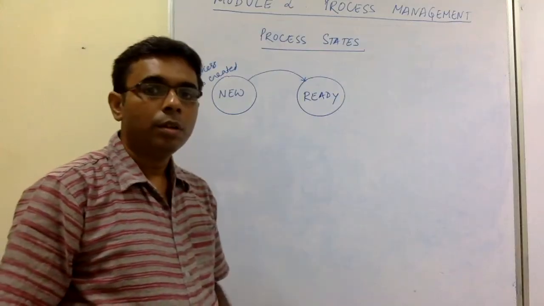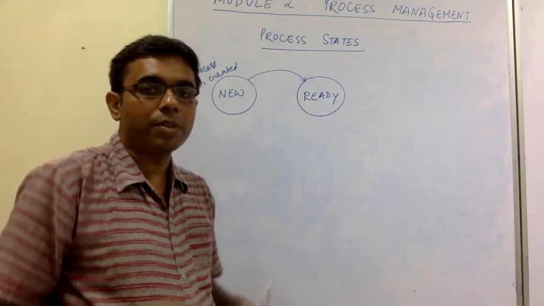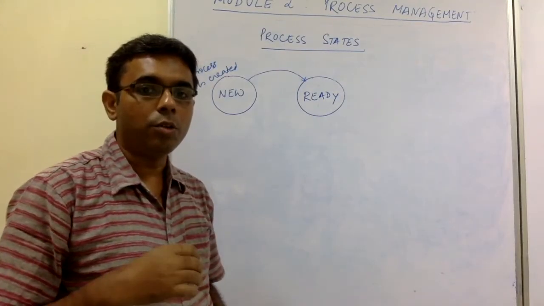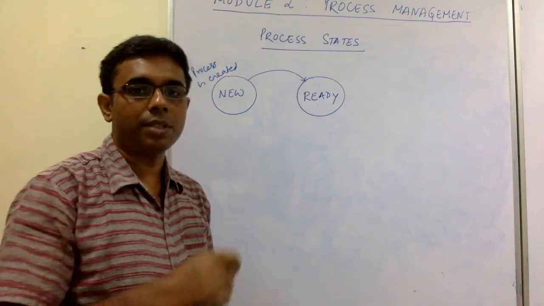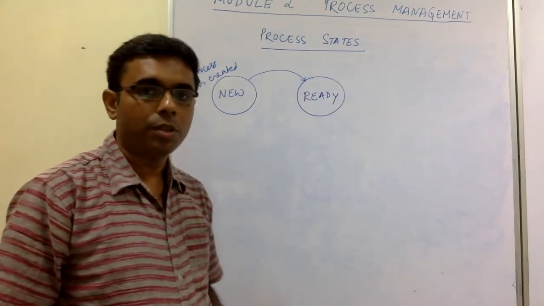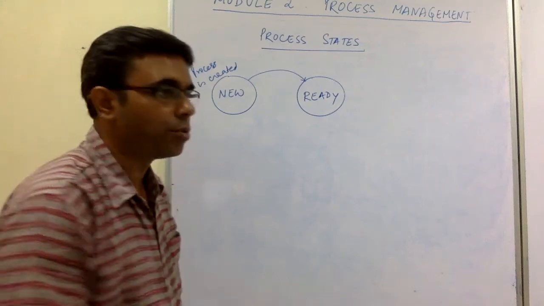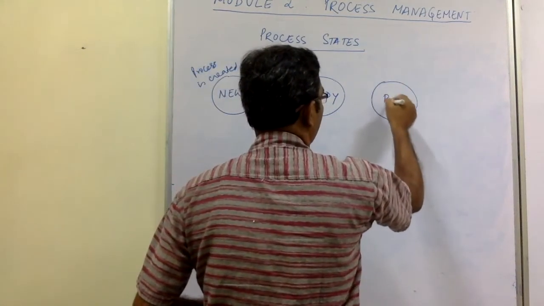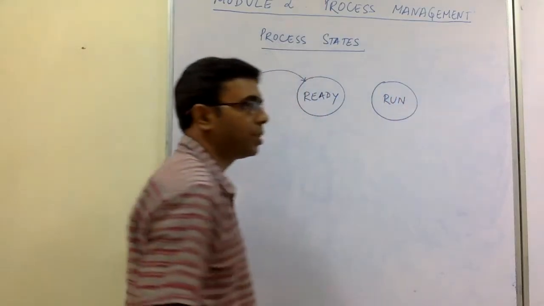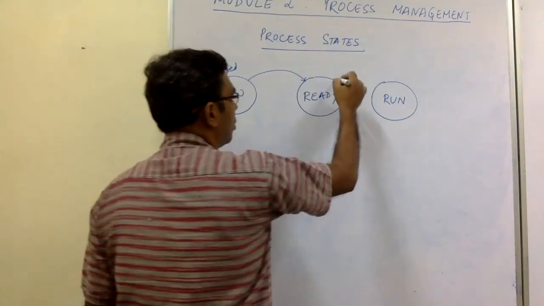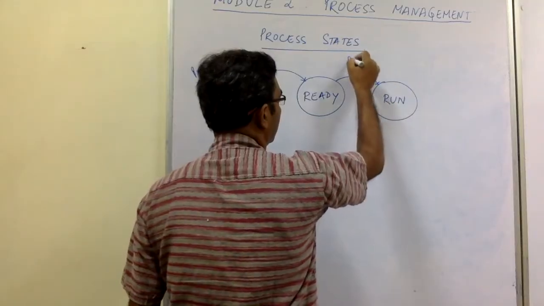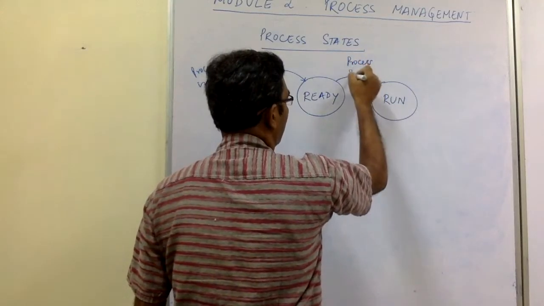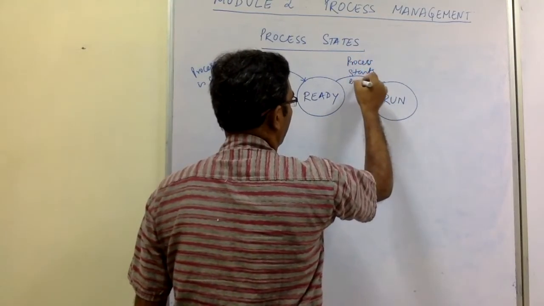Okay. Now, once the process becomes ready to be executed, you instruct the CPU with the first address of that process, and the CPU starts executing it. So when the CPU starts executing the process, we say that the process is in the run state. That is, when the process starts execution.